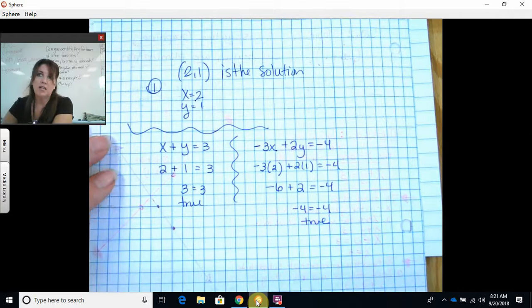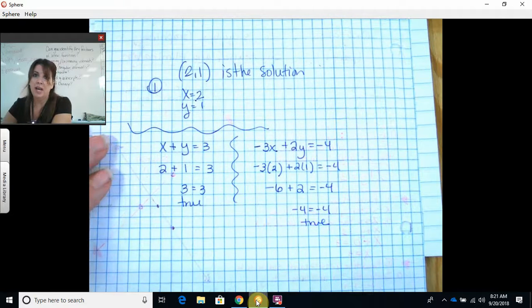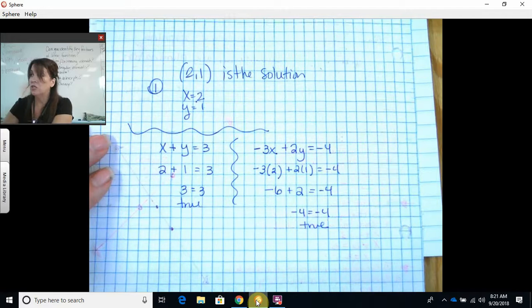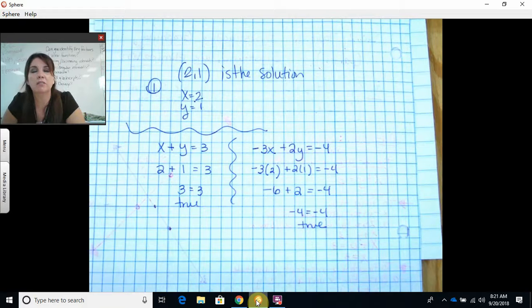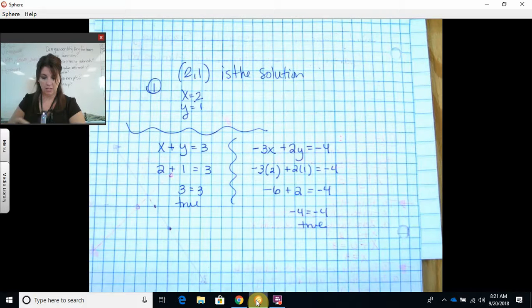That's always a way you can check your answer. Like, I don't know if I graphed them right. Well, if you graph them correctly, substitute that ordered pair that you're saying is your solution into both equations, and if they're both true, then you did it right. If they're not true or one of them's not true, then something's not right. Okay? All right, let's speed it up.